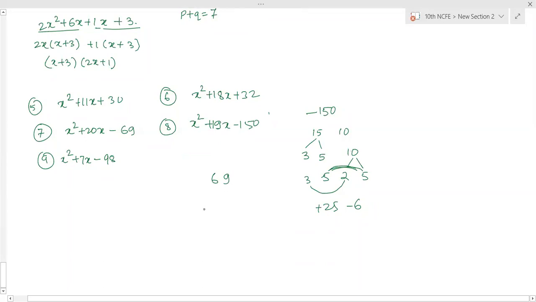69 is divisible by 23 into 3, ma'am. 3 into 23. So now what is the product needed? It is minus 69. That means the difference of the two numbers should be 20. Is this the number? Yes, ma'am. Always remember, if the product is positive, then the sum of the two numbers should be the middle number. And if the product is negative, then the difference of the two numbers should be the middle number. Okay, ma'am. Thank you, ma'am.